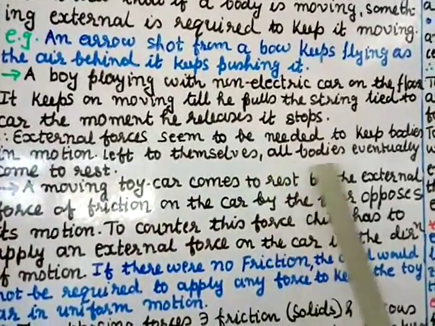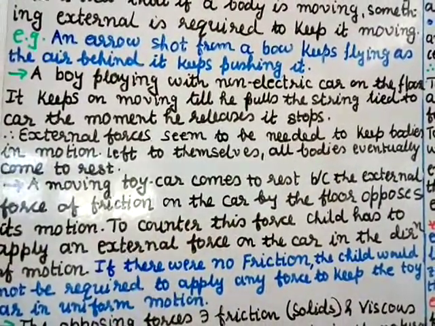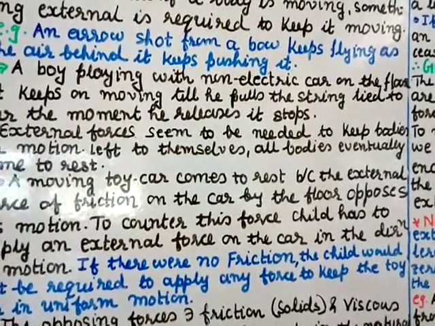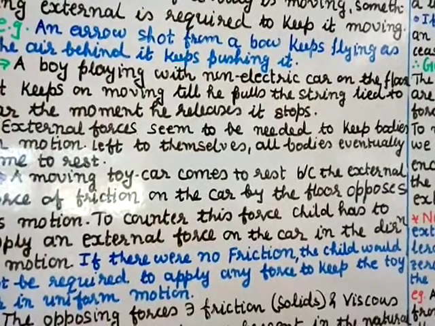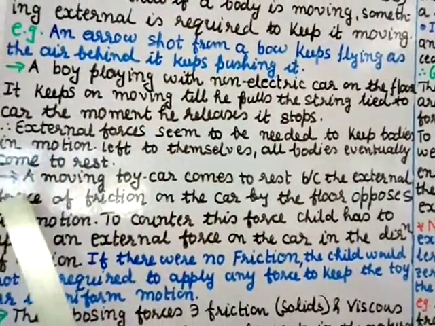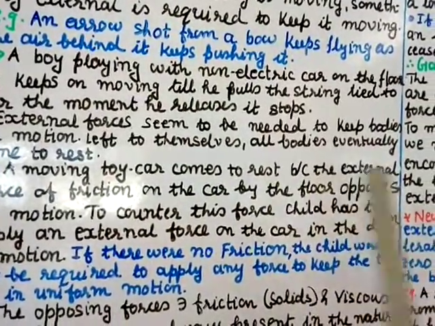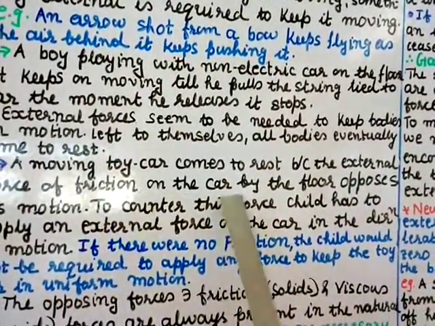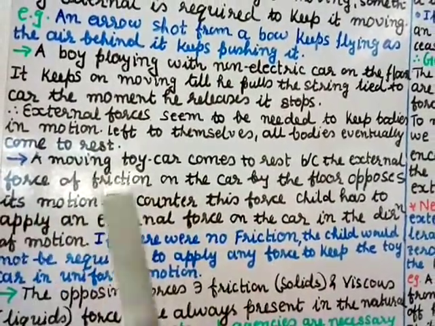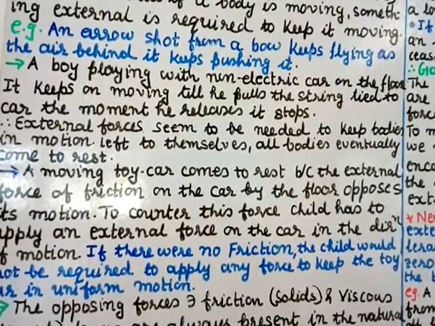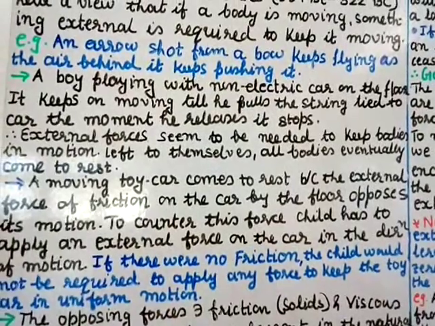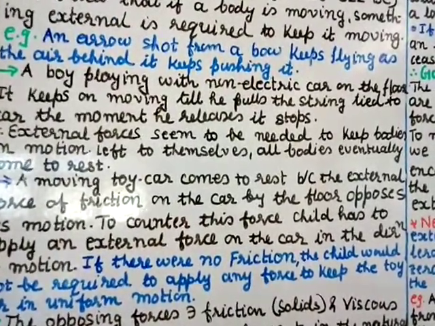Left to themselves, all bodies eventually come to rest. If you leave the bodies to themselves, slowly they will come to rest. They will stop the motion. But actually it is not because of the absence of the external force. Why? Let us see that. A moving toy car comes to rest because the external force of friction on the car by the floor opposes its motion. There is a friction force between the car and the floor, which opposes the motion of the car, and that is why the car comes to rest.